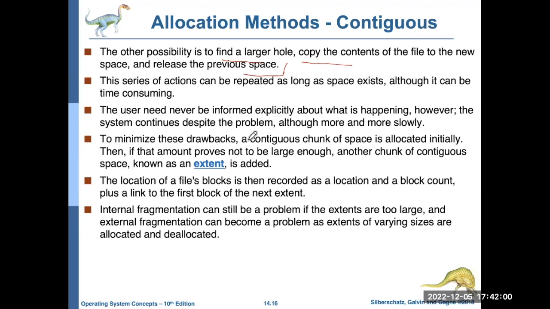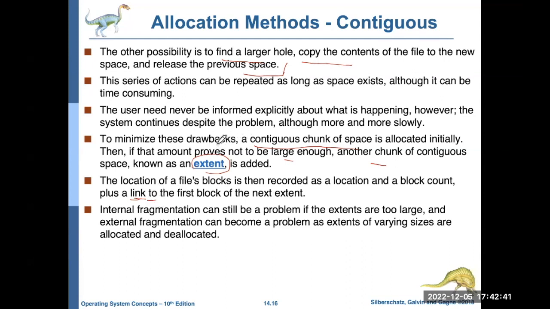Now there are other ways too. So what is done? A contiguous chunk of space is allocated initially. If it proves to be not large enough, then another chunk of contiguous space called an extent is added. Now this is basically linking. There is a link to that. So from one contiguous allocation to another contiguous allocation, which is the extent, a link is established. So this is a kind of hybridization of two methods.